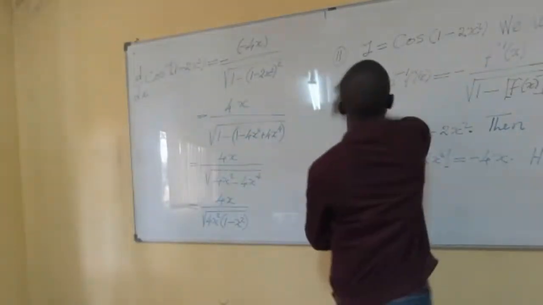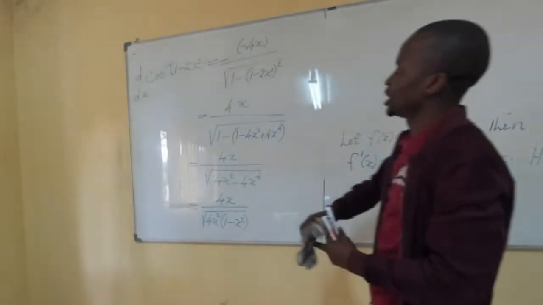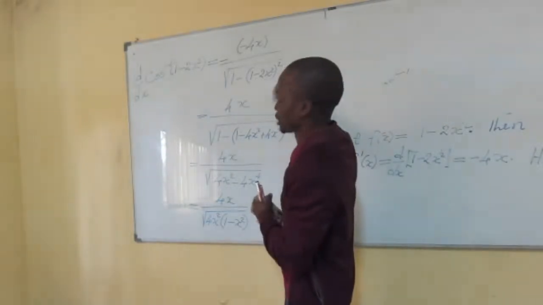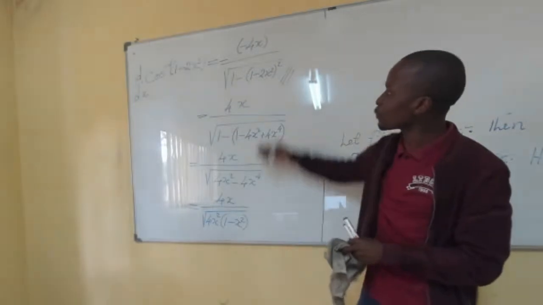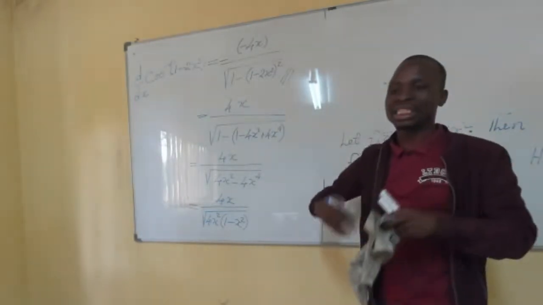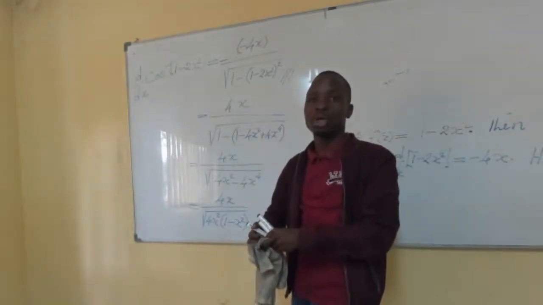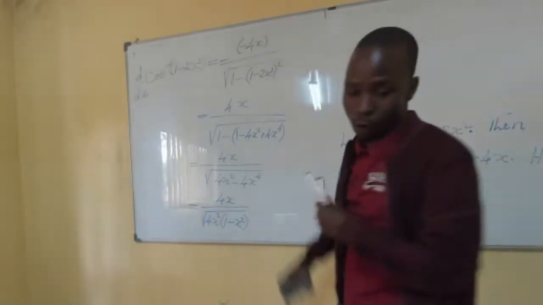Let's continue. We are now seeing the whole job of differentiation. When you reach this stage, you are done with the entire job of differentiation. Now, what you are doing from this stage going down, you are just bringing this answer to its simplest form.